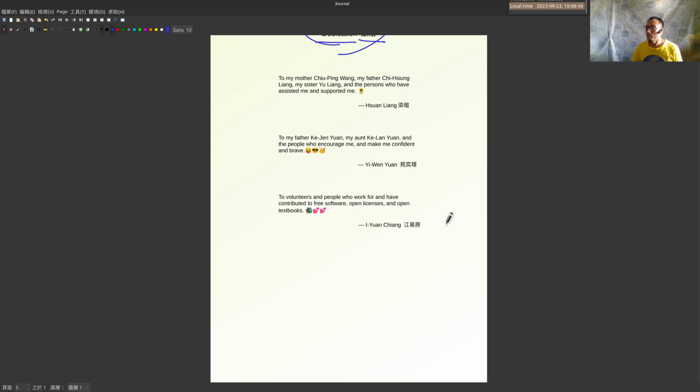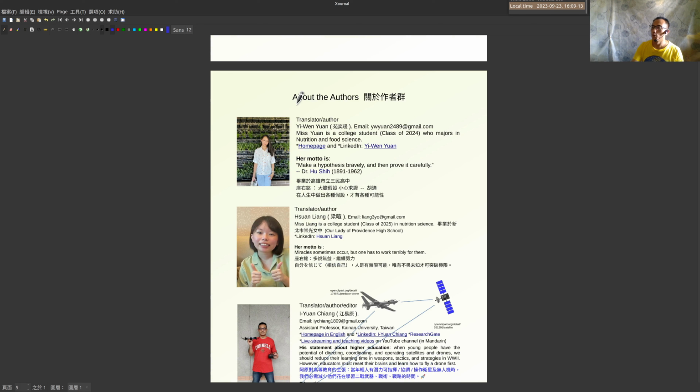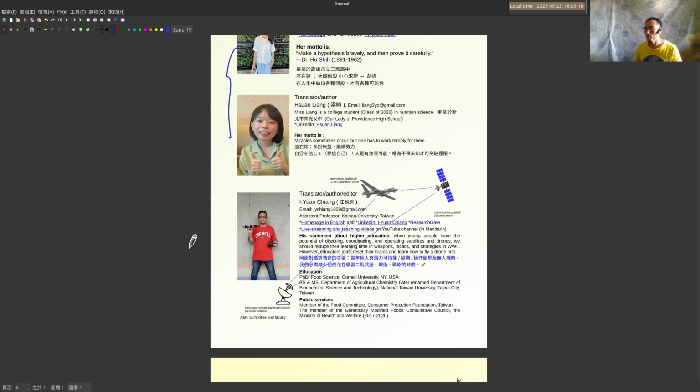And my words to that, to volunteers and people who work for and have contributed to free software, open licenses, and open textbooks. Okay. And here is about the authors. Those two students and me.